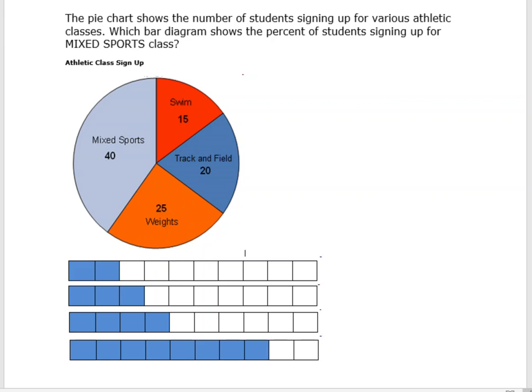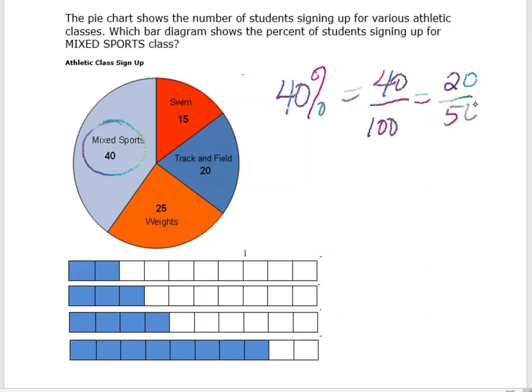So in this question, they could ask to find a diagram that's equal to any one of the categories given here as a percentage. So again, 40 plus 15 is 55. 55 plus 20 is 75, and 75 plus 25 is 100. So the circle represents 100%. And if we looked at something like mixed sports, that is 40%, which is equal to 40 out of 100.